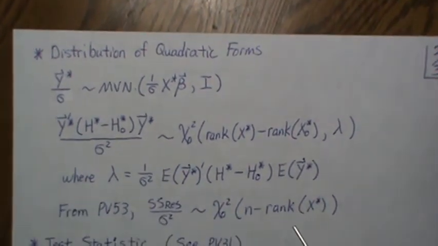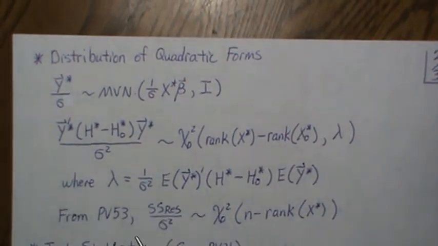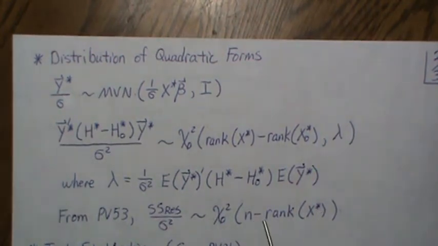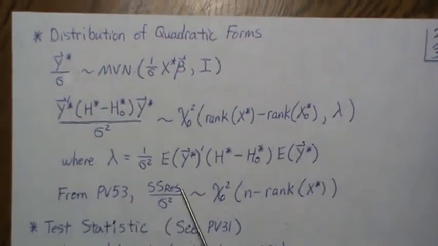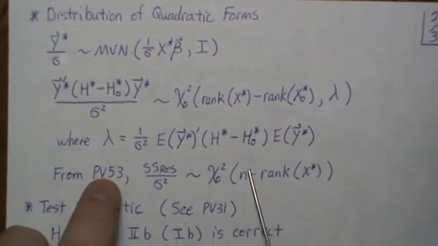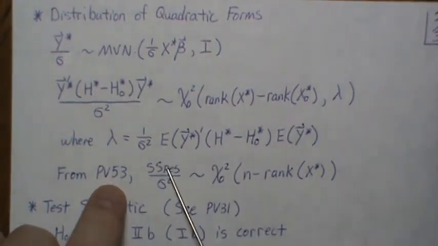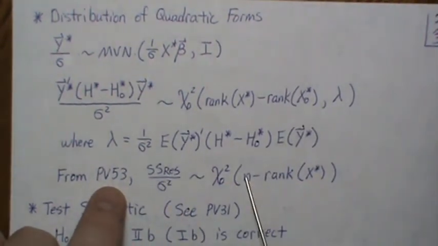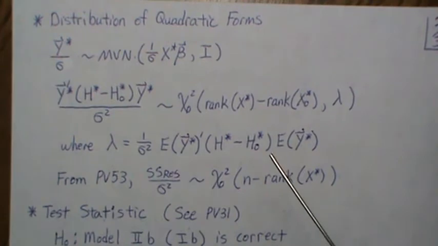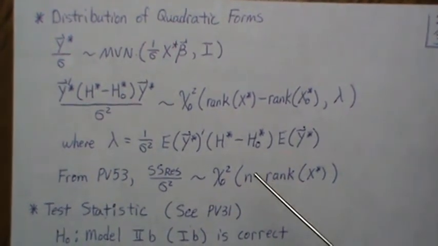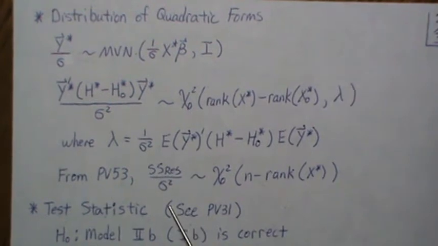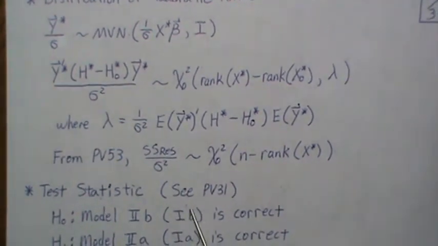So then, from previous video 53, where we looked at the error variance, deriving an estimate for it, we show that this is a central chi-squared with n minus the rank of X star degrees of freedom. Now, in this video too, if we took the sum of squares residual, or sometimes called sum of squares error, and divided it by this degrees of freedom, that's what we called the mean square error. And we showed actually that the mean square error is an unbiased estimate of the error variance sigma squared.